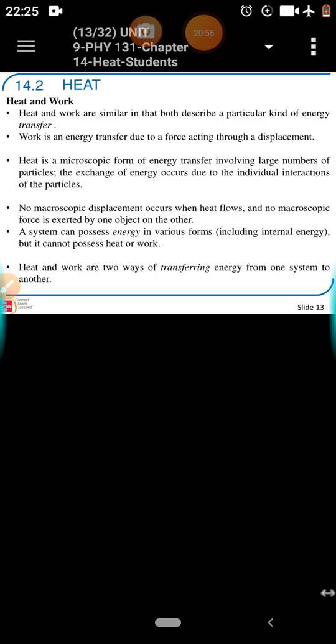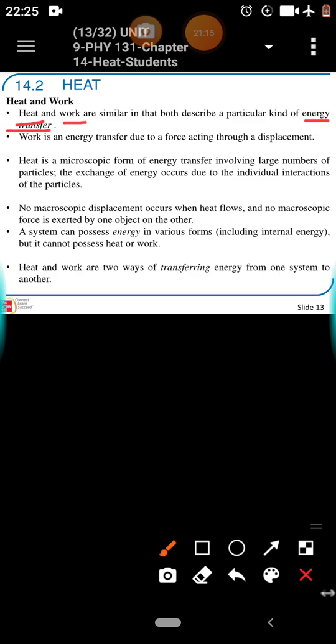So let's talk about heat and work. Heat and work are similar in that both describe a particular kind of energy transfer. So heat is an energy transfer. Work is an energy transfer due to a force acting through a displacement. Heat is a microscopic form of energy transfer.